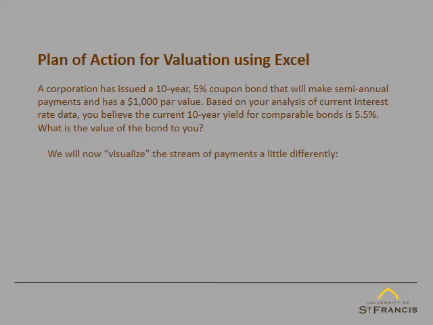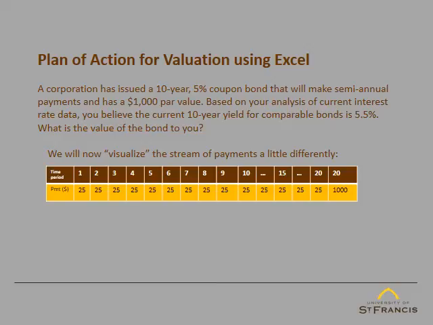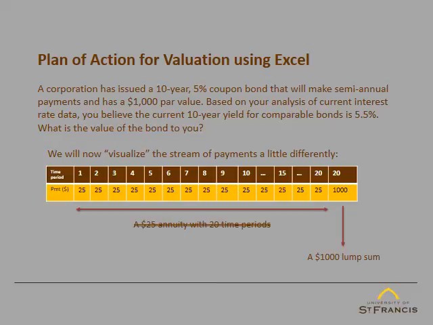We are now going to visualize the stream of payments in the following manner. The $1,000 lump sum remains the $1,000 lump sum, but instead of the $25 annuity for 20 time periods, we are going to view each coupon payment of $25 as a lump sum payment by itself. So the $25 received in period 1 is one $25 lump sum received in time period 1, and then this one, for example, is a $25 lump sum received in time period 6. This is another $25 lump sum received in time period 10.